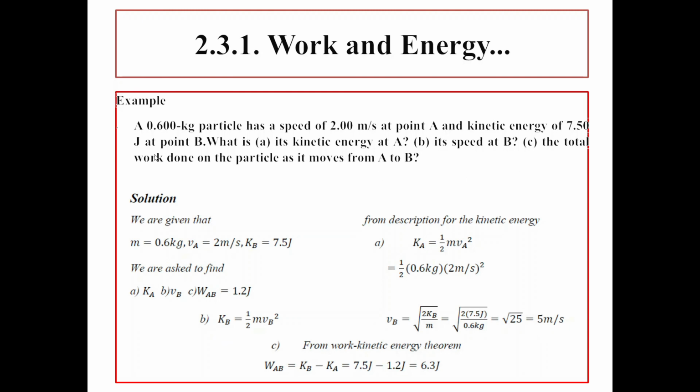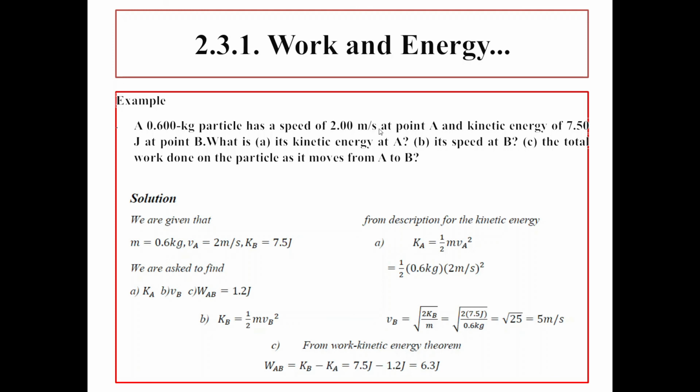And the last one is the total work done on the particle as it moves from A to B. So at point A, it has this amount of kinetic energy, and at point B, this amount of kinetic energy. So we need to get the difference between these kinetic energies. The difference will be the total work done on the particle as it moves from A to B. Therefore, total work done is the kinetic energy at point B minus the kinetic energy at point A. So we have to get the difference.